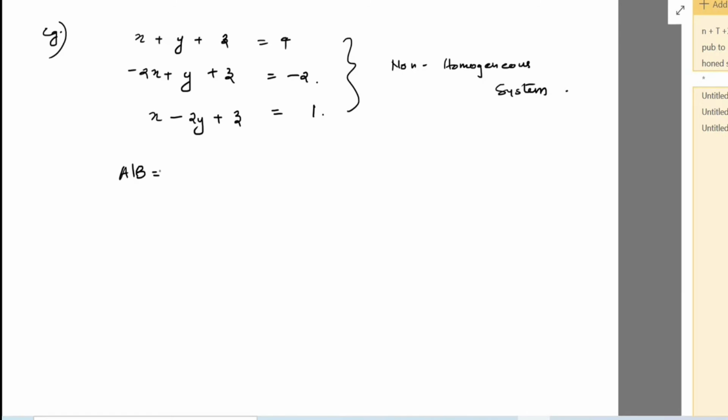What is augmented matrix? First we write the matrix A and then the constants after the matrix. So it will be 1, 1, 1, 4, minus 2, 1, 1, minus 2, 1, minus 2, 1, 1. So this one is the augmented matrix, and the last column represents the constant term. So we have to separate it by a dotted line.